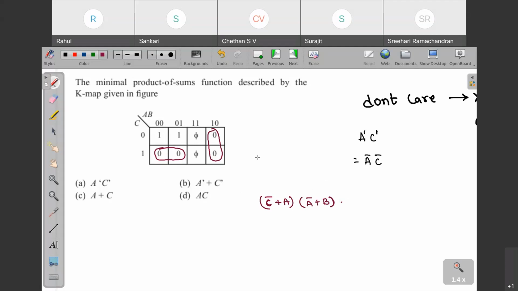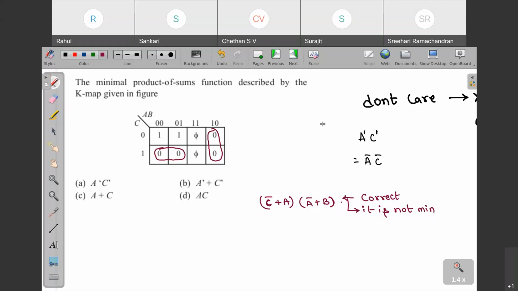Now why did this happen? Wait a minute. This is actually the correct representation, no doubt. This representation for this kind of configuration is correct. But it is not minimized properly. Why? During minimization, we can use the don't care for increasing the group size.